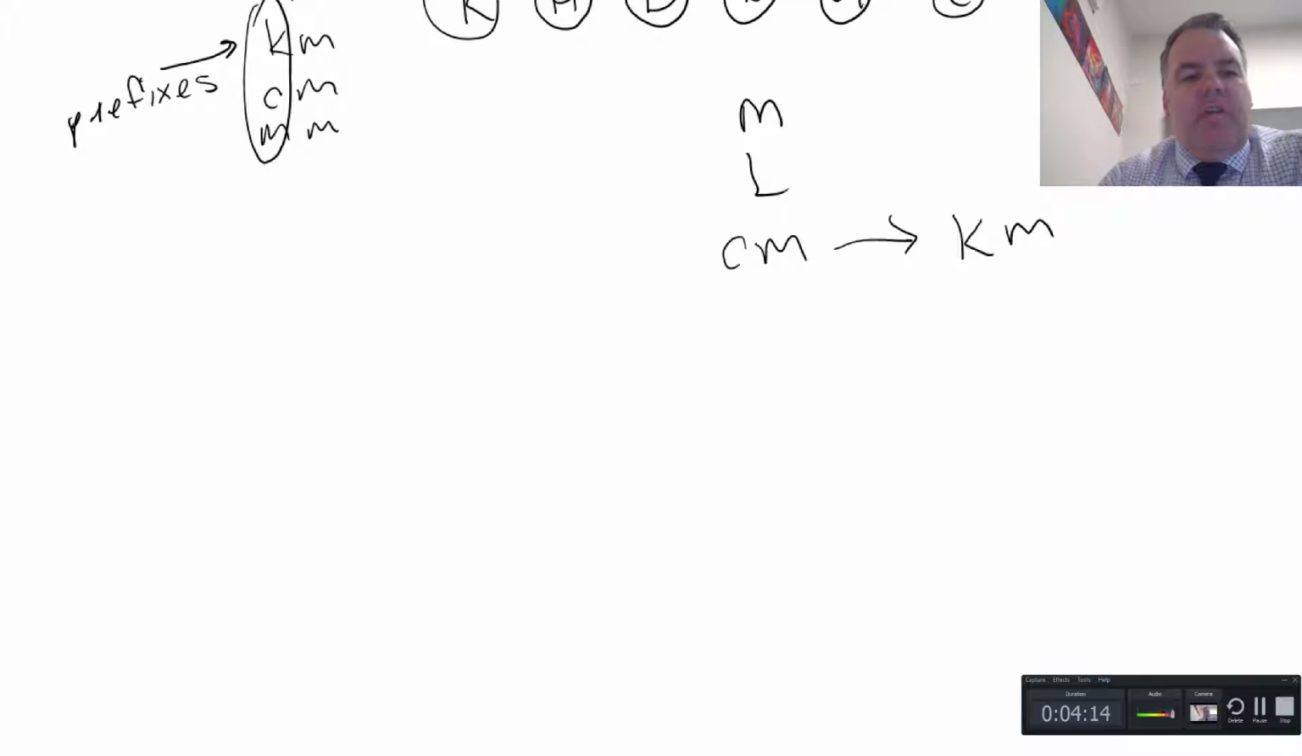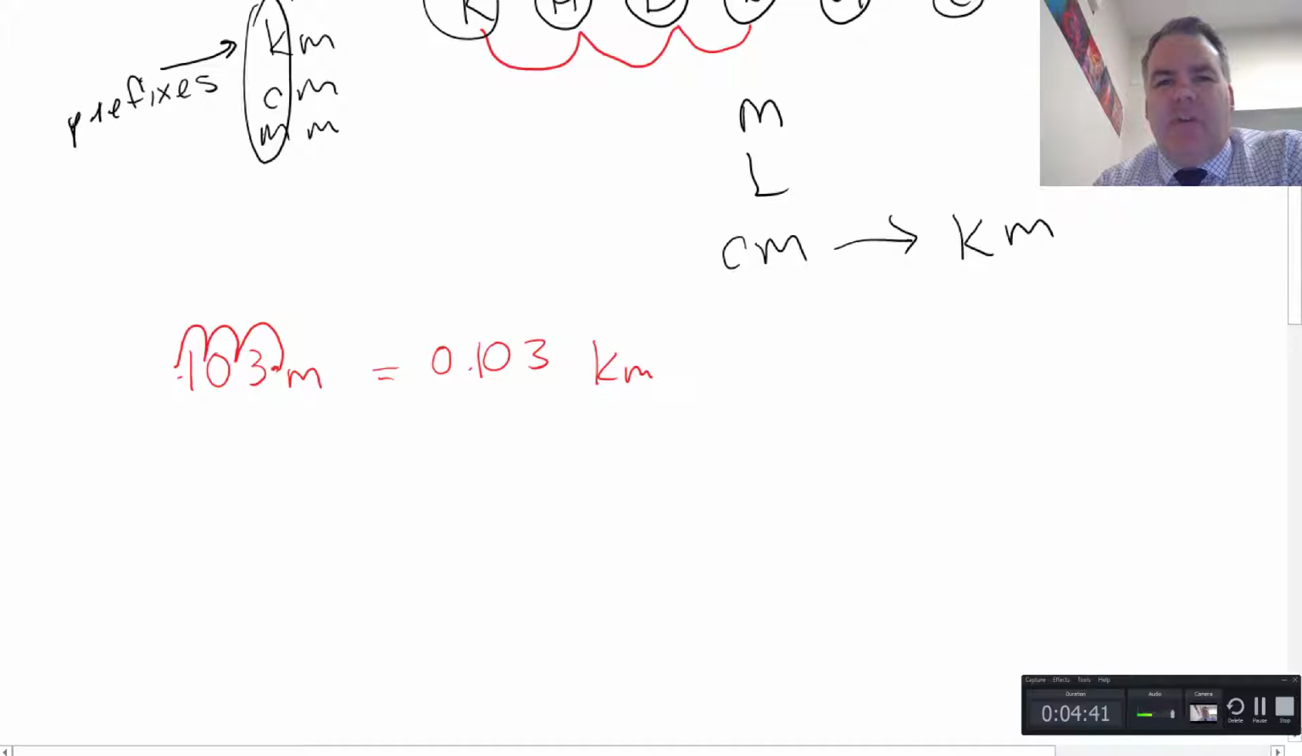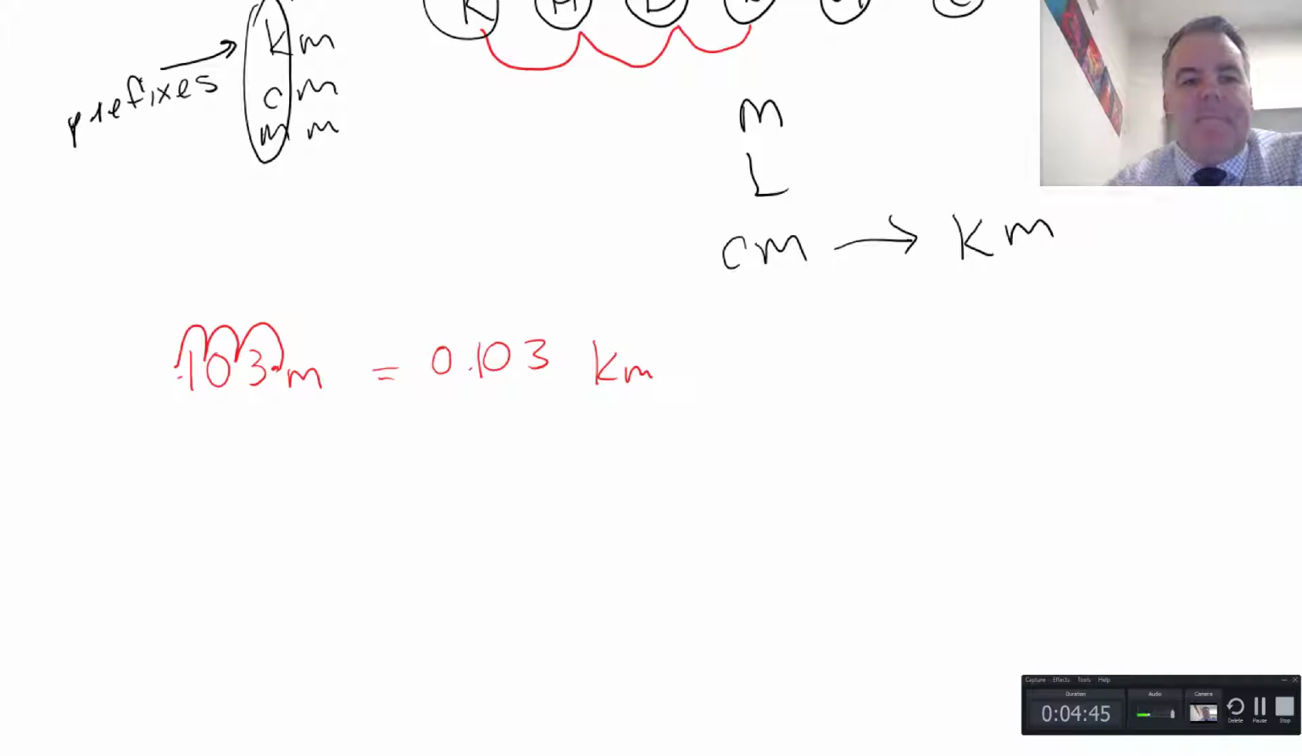So let's say I've got 103 meters and I want to write that in kilometers. Okay, so we know from what I just did before, we're at the base unit. To get to kilometers, I've got to go back 3. So currently the decimal point is sitting right there, isn't it? 103. So it has to go back 1, 2, 3 places to there. So it would be 0.103 kilometers. So it's the same as dividing by 1,000. I just find this one a little bit more visual, a little bit easier for me to remember.